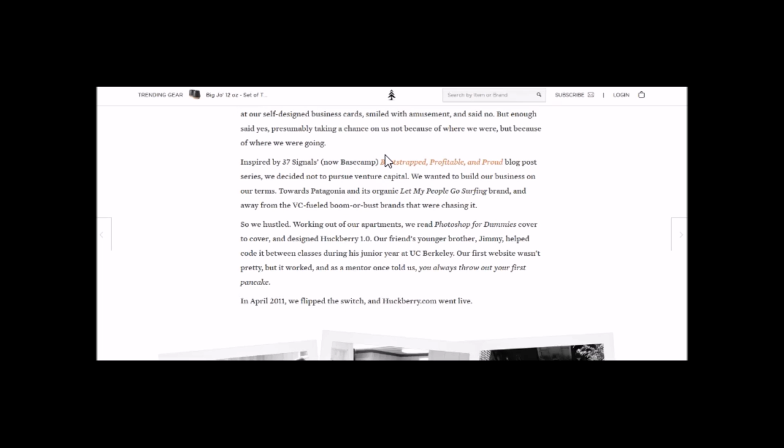Towards Patagonia and its organic, let-my-people-go-surfing brand, and away from the VC-fueled brands that were chasing it. So I think this is kind of cool.